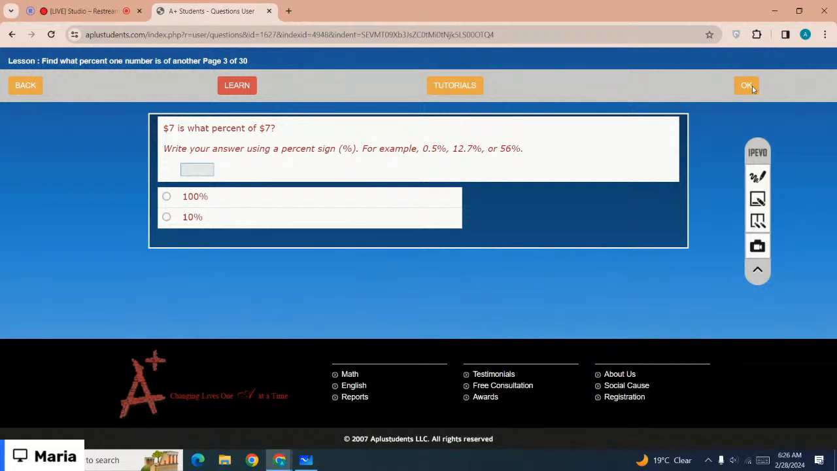The correct option is 100%, right? Because that's exactly the same value. So 100% it is. The correct option is 100%. Very good.